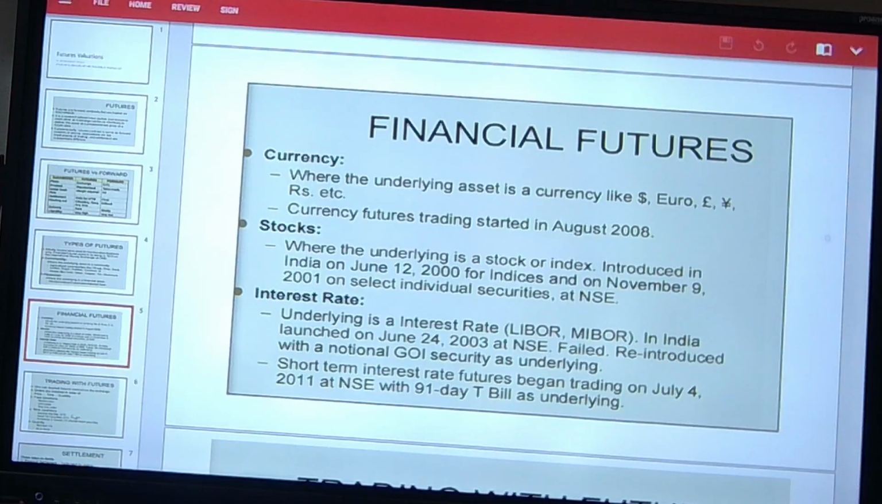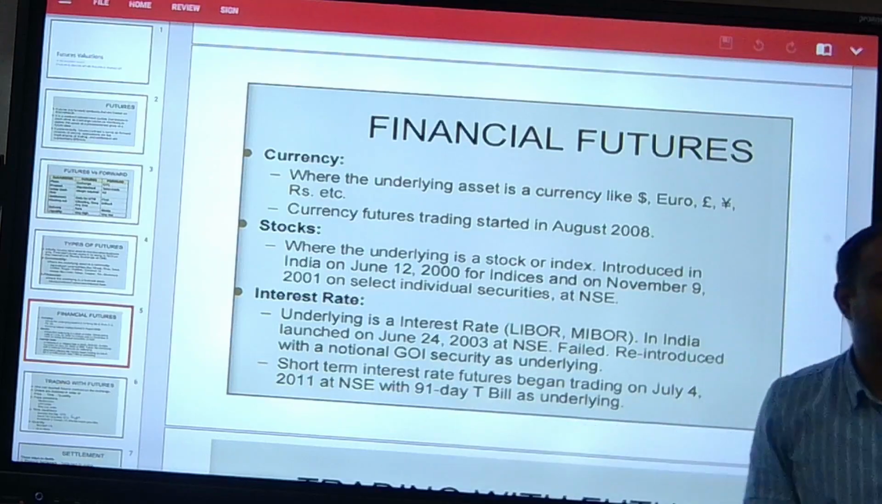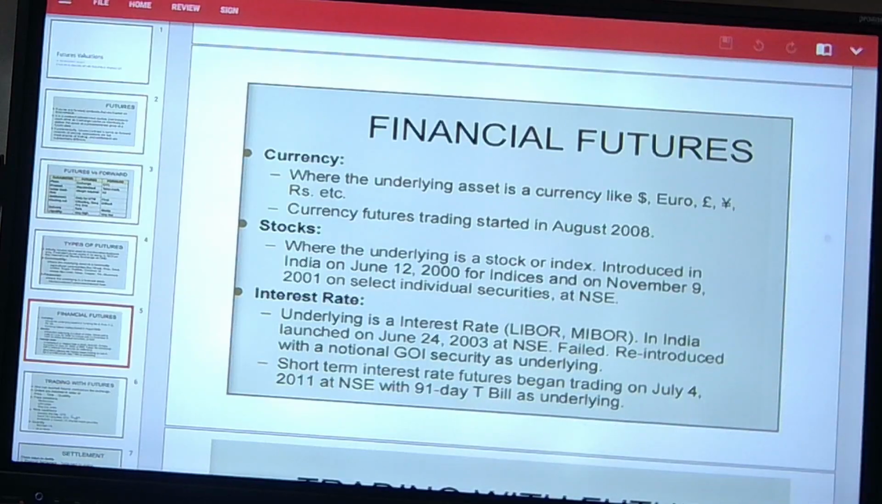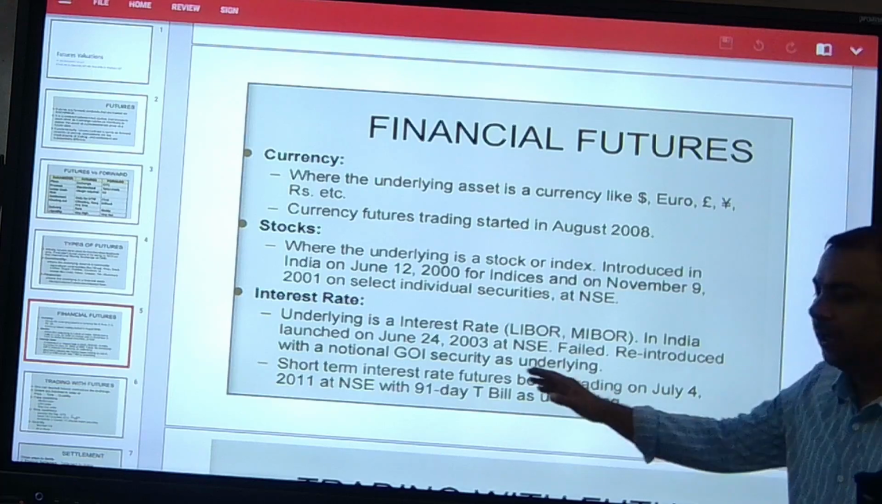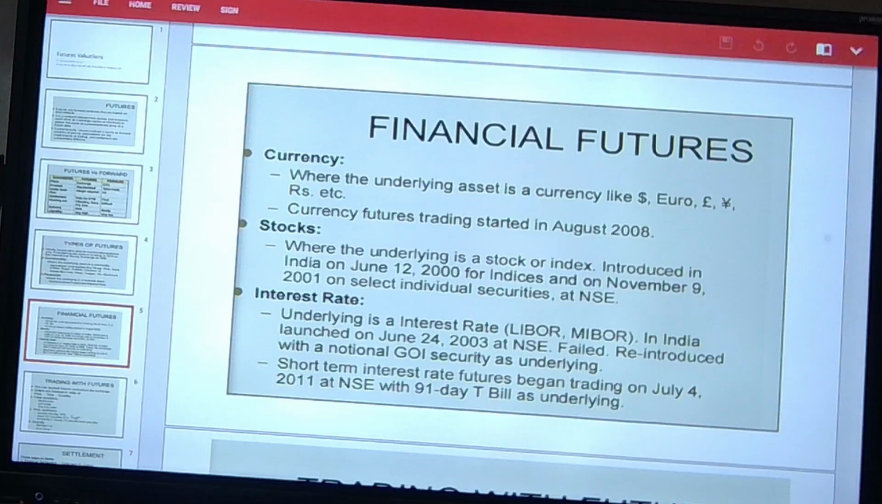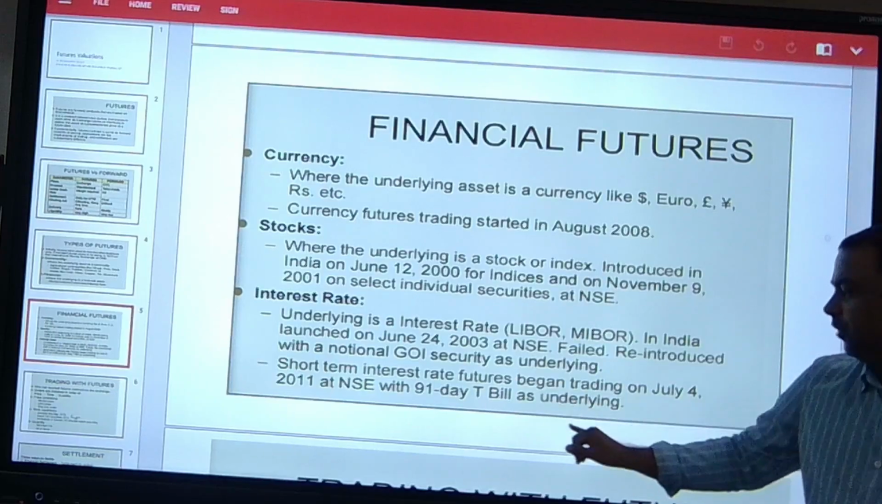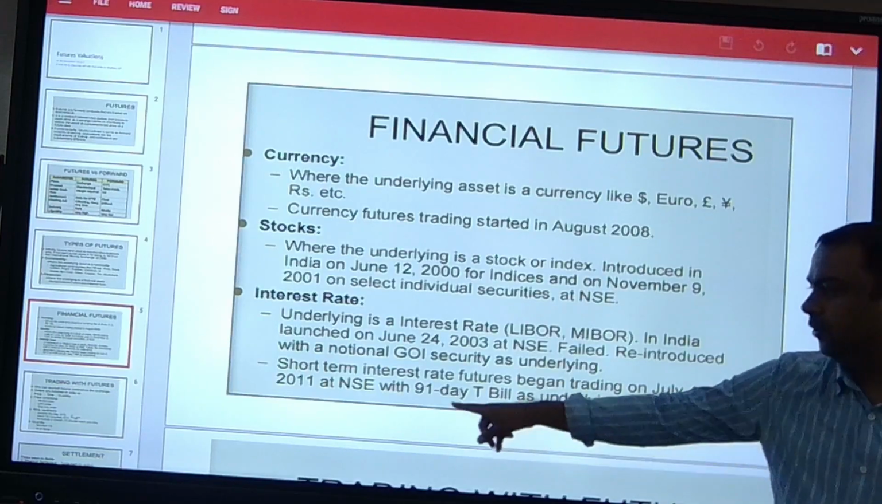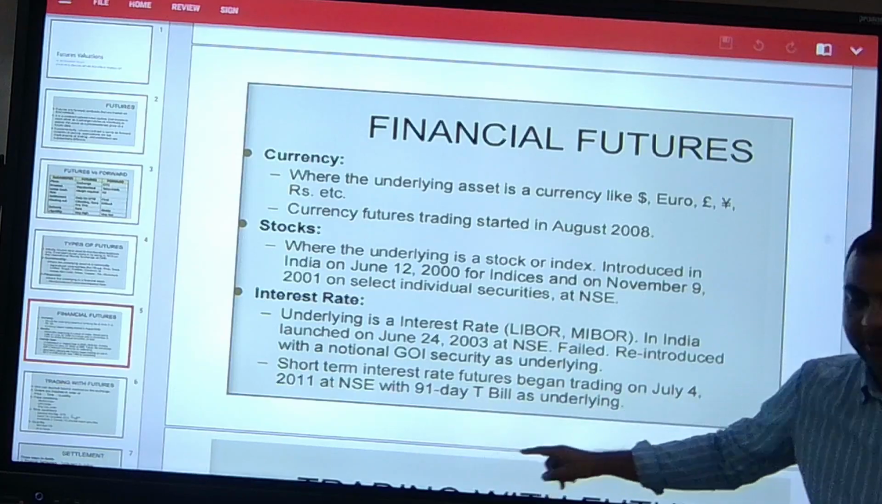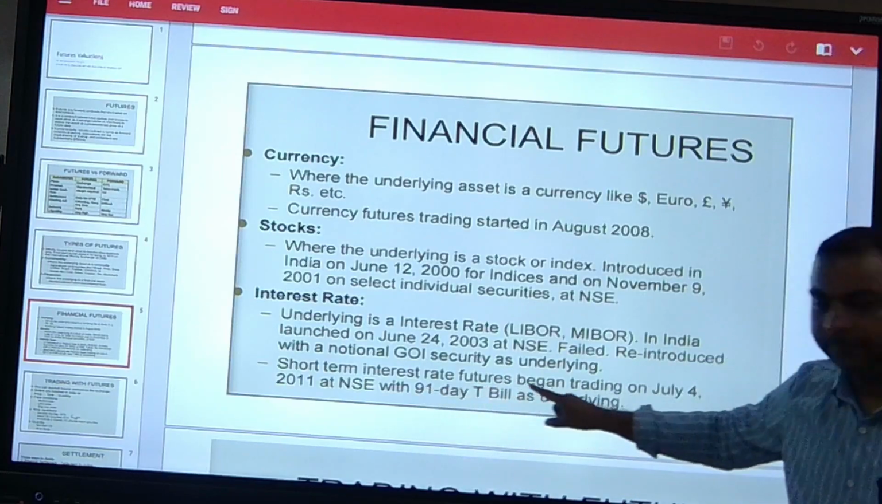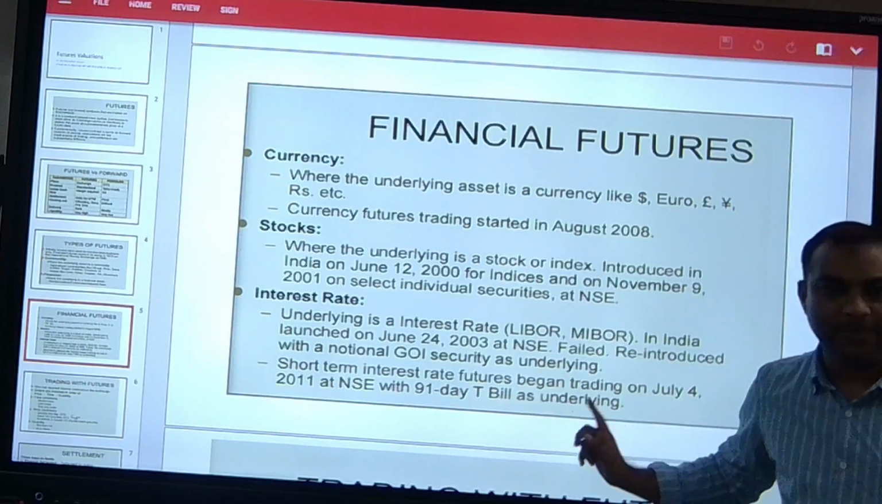From where do you check these prices? Government securities, Government of India securities, G-secs. You can check them by using the RBI site. On the RBI site, we can easily get the government security prices for different years, for example 2030, 2035 expiry. Short term interest rate futures started trading in 2011 at NSE. Currently it is ongoing. 91 days treasury bill.